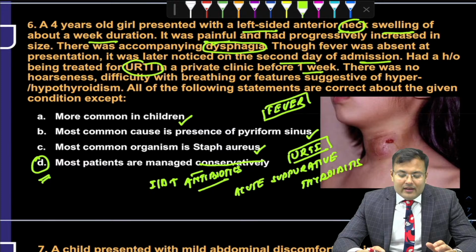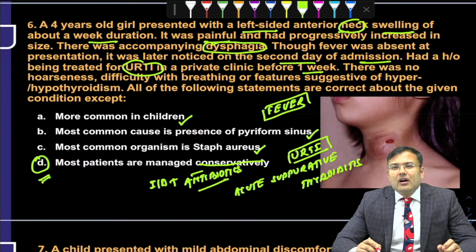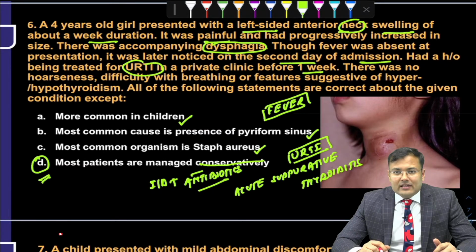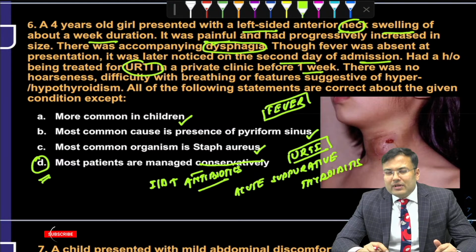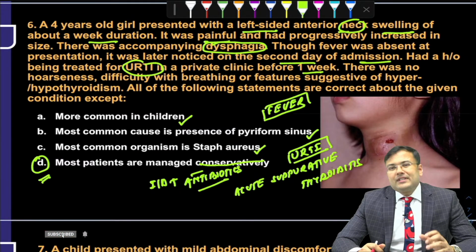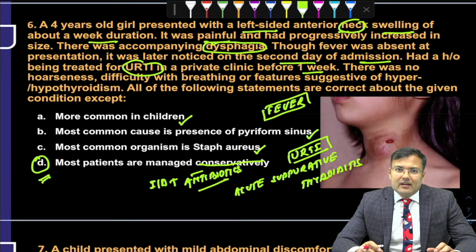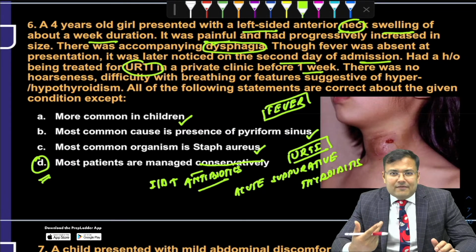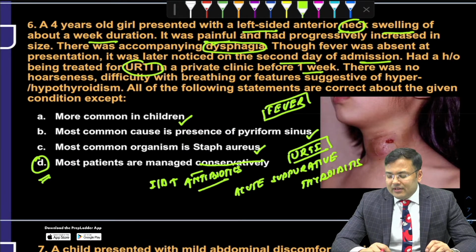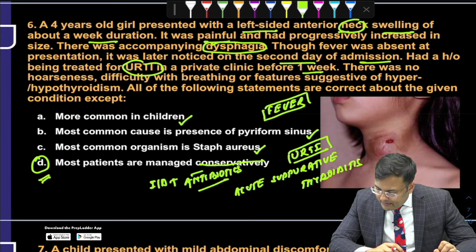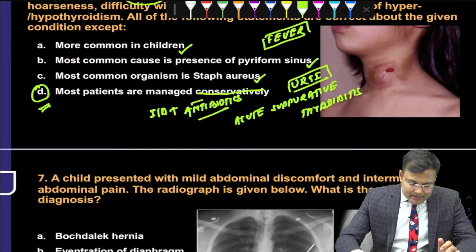So that's why this is acute suppurative thyroiditis. Second important point, since here there is a persistent pyriform sinus, sometimes the patient has dysphagia, but in branchial fistula the dysphagia component is not there. Okay. Everybody is correct related to this.